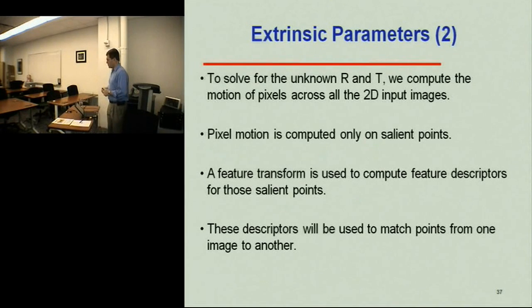A popular feature transform is SIFT, scale invariant feature transform, and there are many variants on that, and other scale space variations as well. So these descriptors will be used to match points from one image to another. So you see how there's computer vision work involved here to basically infer the camera positions by extracting features.